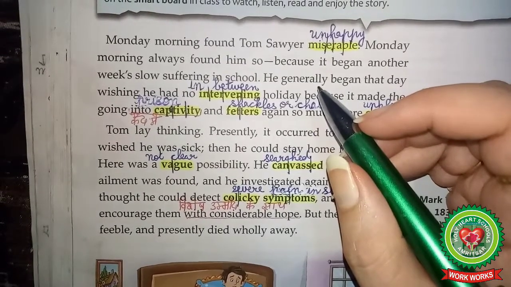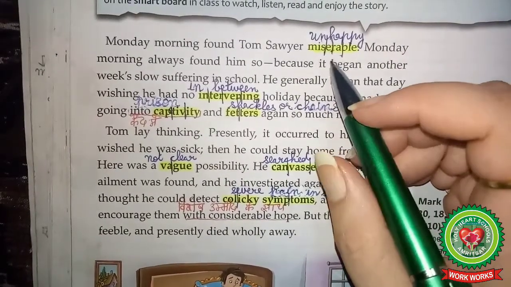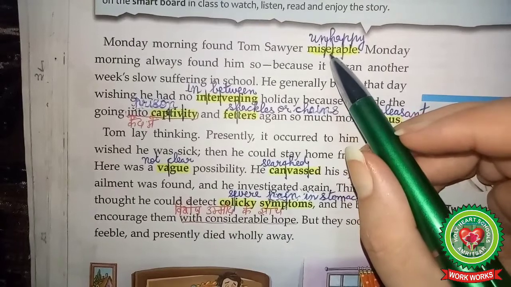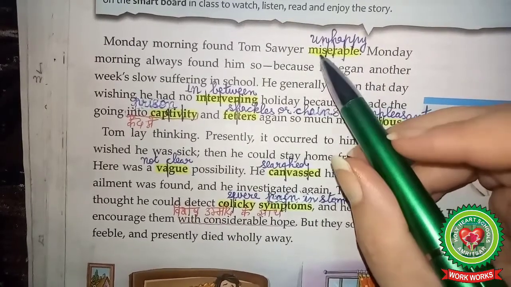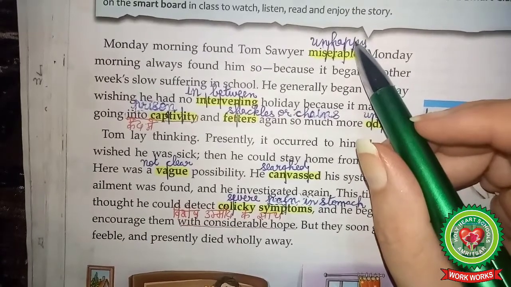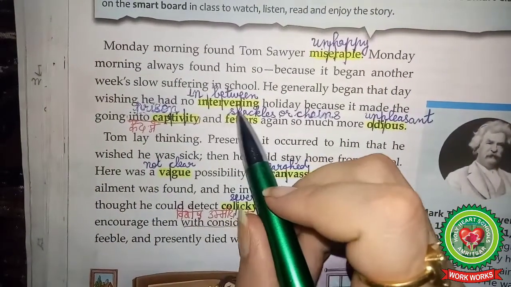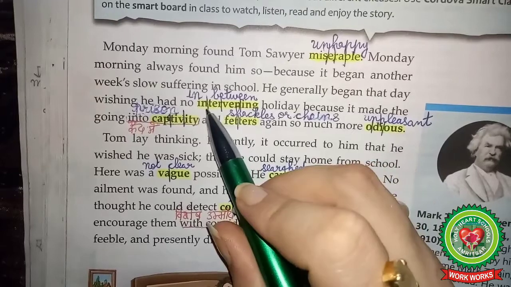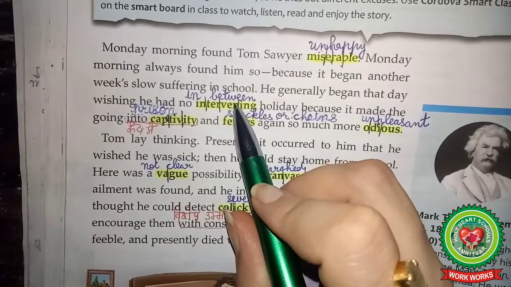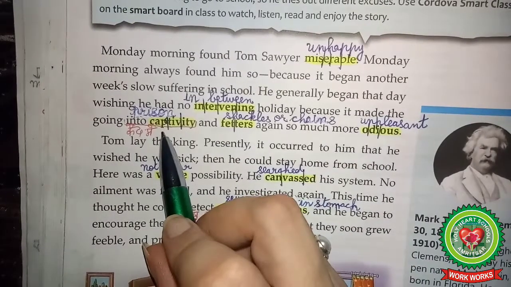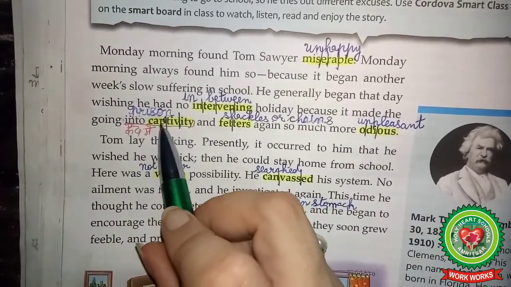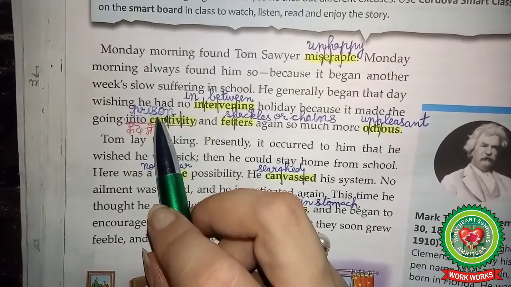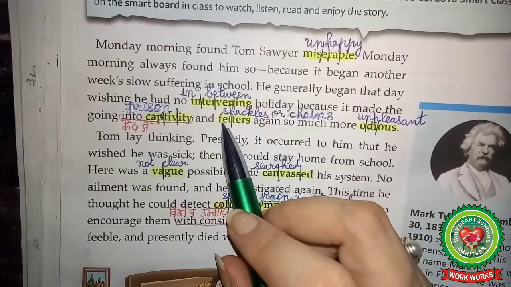Now, students, let's discuss the difficult words with their breakups and meanings. First word is miserable. M-I-S-E-R-A-B-L-E. Miserable here means unhappy. Next word, intervening. I-N-T-E-R-V-E-N-I-N-G. Intervening means in between. Moving on to the next word, that is captivity. C-A-P-T-I-V-I-T-Y. Captivity means prison.